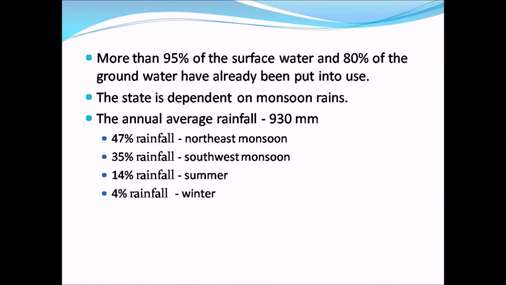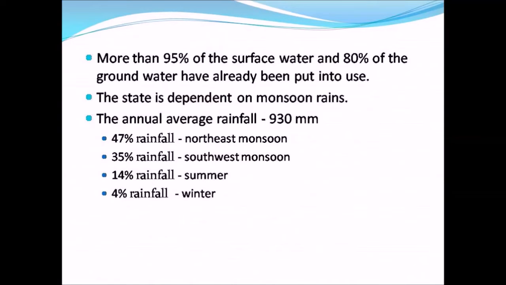Water is generally classified into two groups: surface water and groundwater. Groundwater is located underground, that is below the ground level, and it is trapped in between the rocks. It must be pumped out of the ground after drilling a deep well. Surface water is found in lakes, rivers, oceans, streams, ponds, etc. More than 95% of the surface water and 80% of the groundwater have already been put into use.